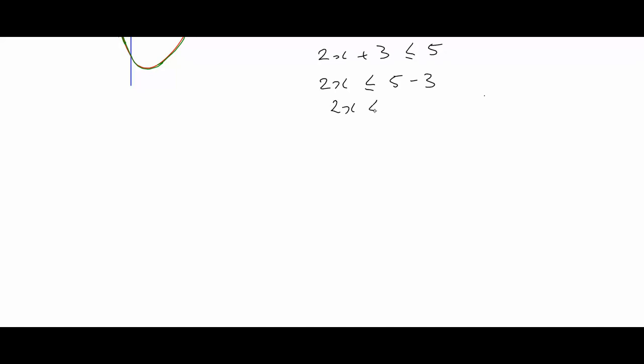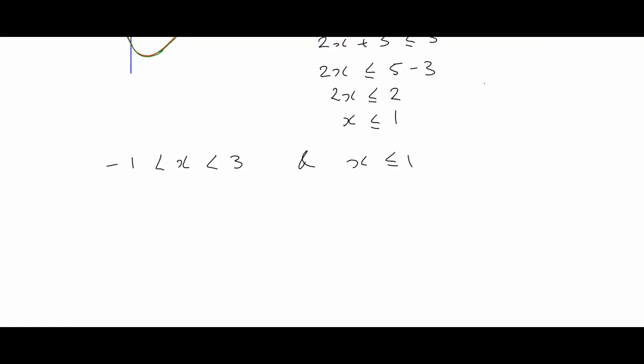Or 2x is less than or equal to 2, and dividing by 2 we have x less than or equal to 1. So we now have two inequalities which must be satisfied. From the first one, x is less than 3 and greater than minus 1, and from the second inequality, x is less than or equal to 1. And the solution of both inequalities together is the range of values of x for which both of these ranges are true.